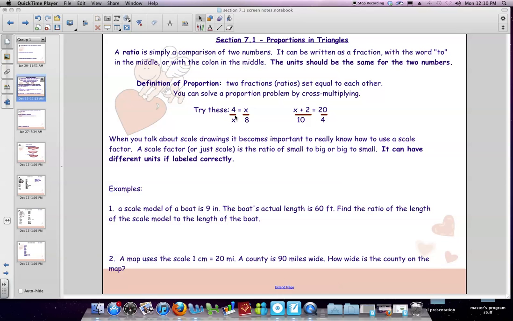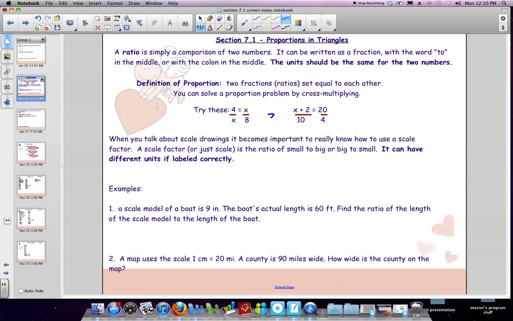A proportion is simply two ratios or two fractions set equal to each other, and you solve them by cross multiplying. So in this case, you would cross multiply the 4 and the 8, and that would give you 32. And you would cross multiply the x and the x, and that would give you an x squared, and the equal sign stays in the middle of them. So to solve this one, you would take the square root of both sides, and x would equal the square root of 32.